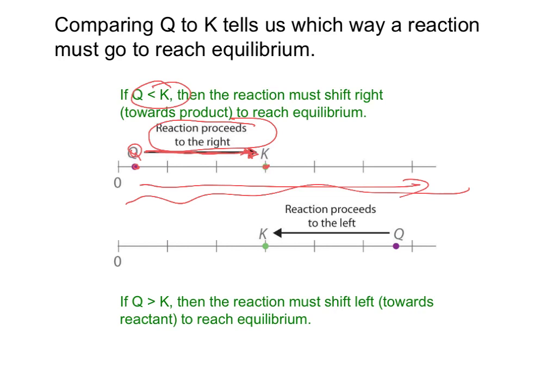On the other hand, if Q is greater than K and you make up your number line, you can see now that Q is going to be to the right of K on the number line. And again, always starting at Q, what direction does Q have to move to reach K? In this case, it has to move to the left, towards reactants. All right, so that may take a little bit of practice on your part, but that's an important concept.